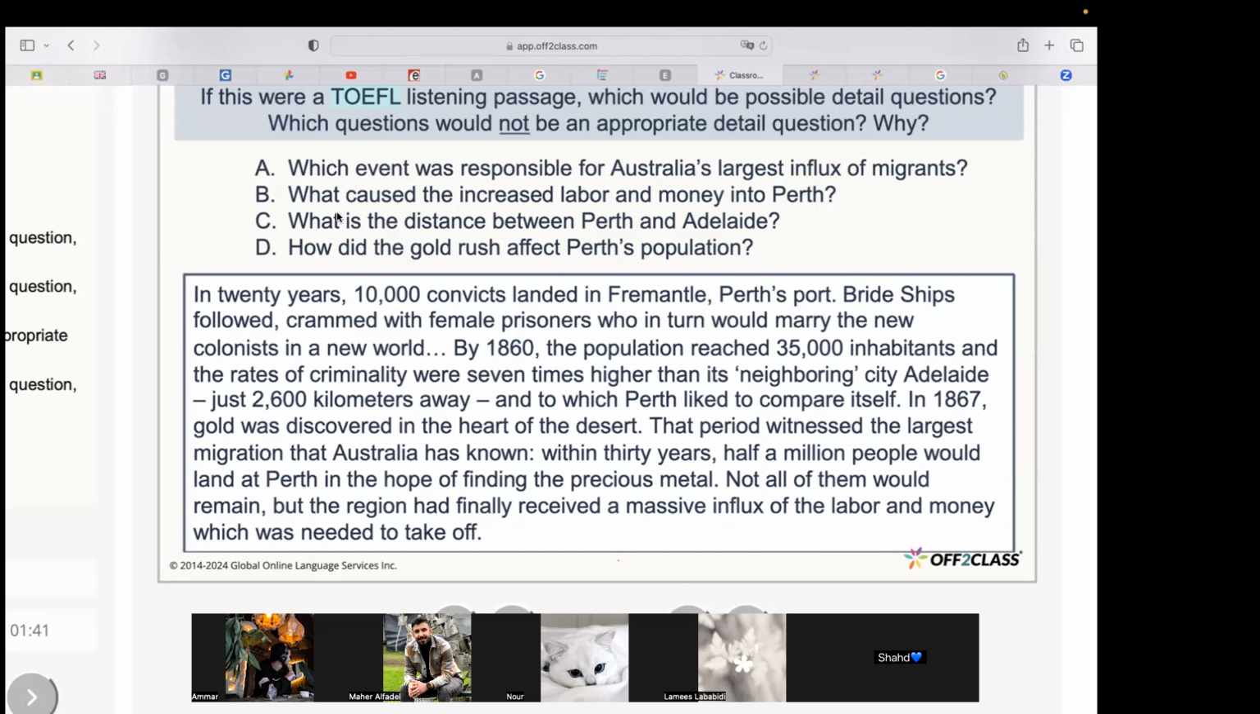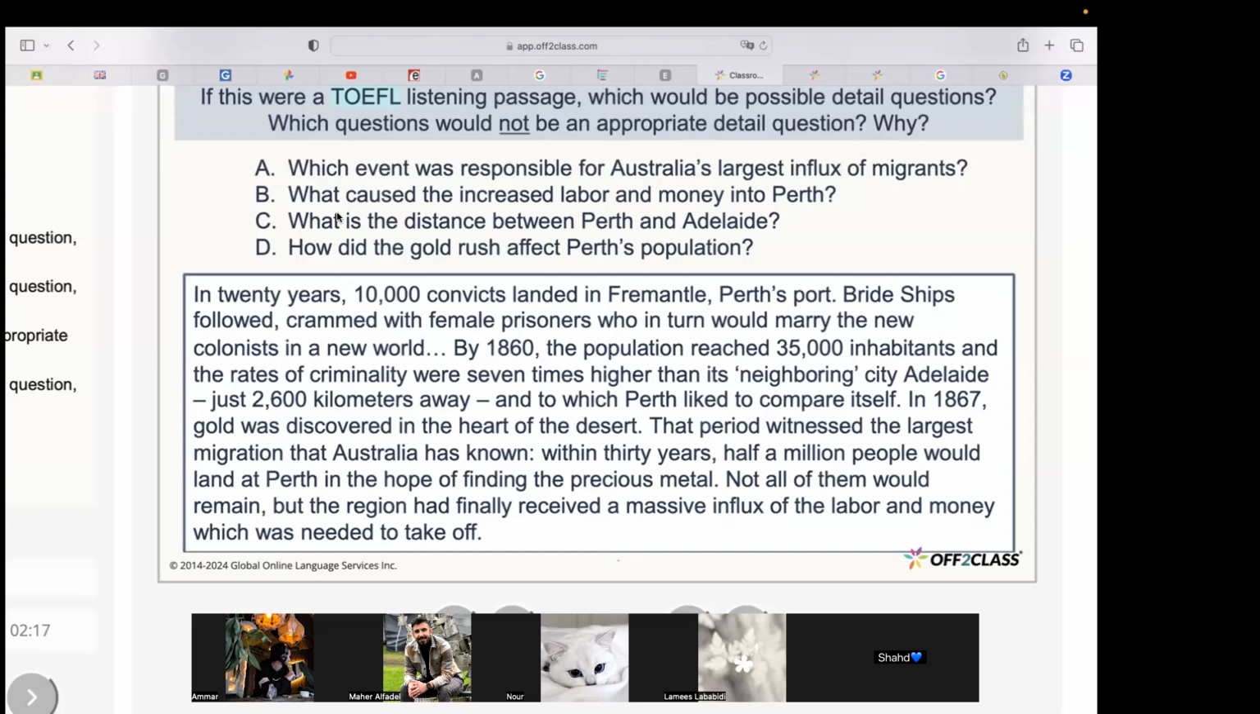In 1867, gold was discovered in the heart of the desert. The period witnessed the largest migration that Australia has known within 30 years. 500,000 people would land at Perth in the hope of finding the precious metal. Not all of them would remain, but the region had finally received a massive influx of labor and money which was needed to take off.